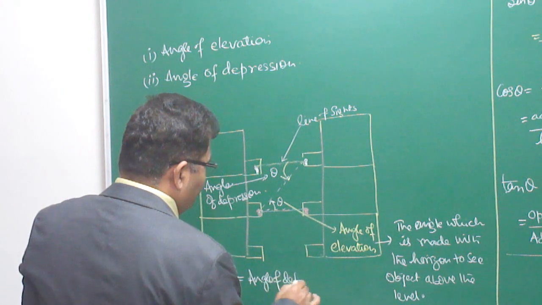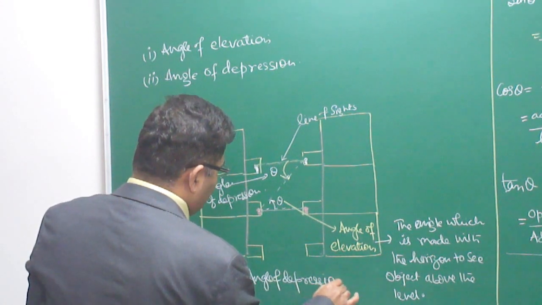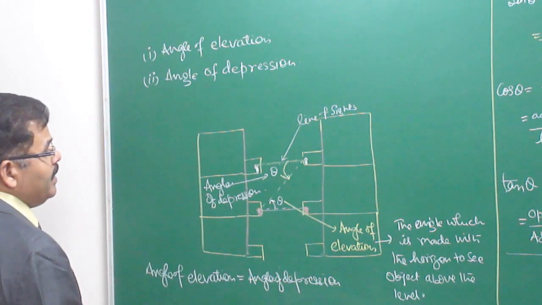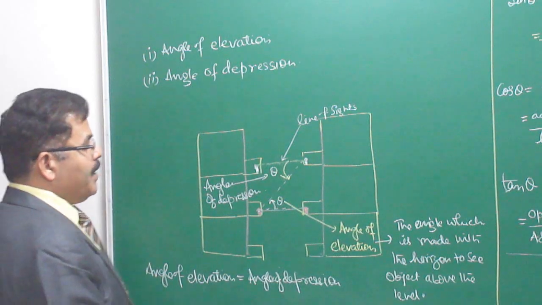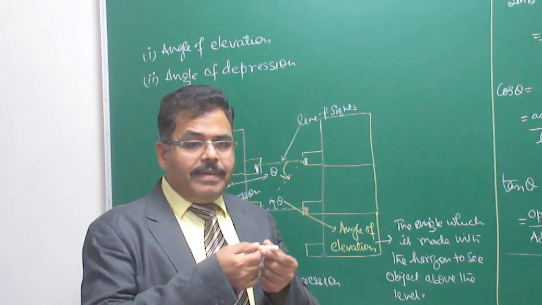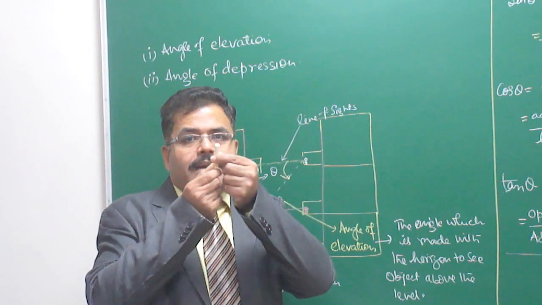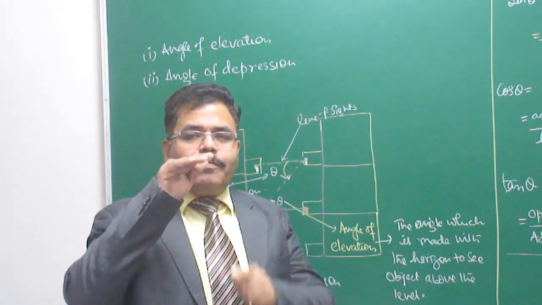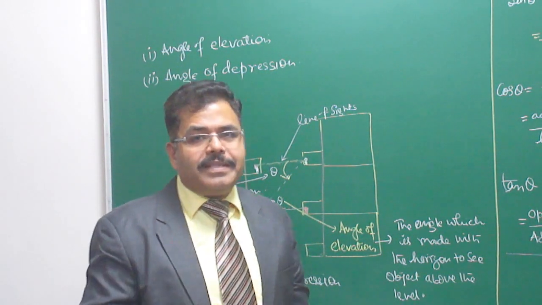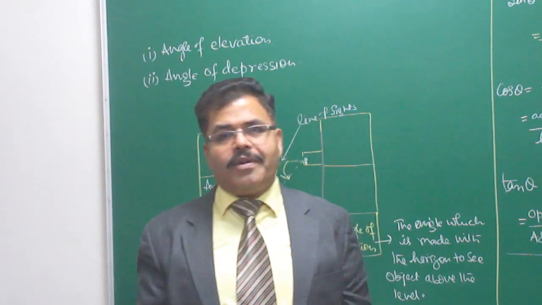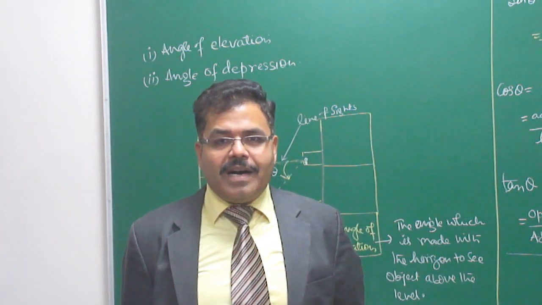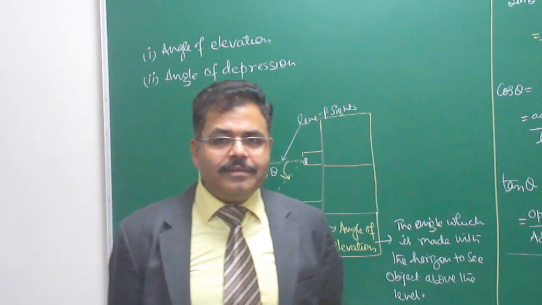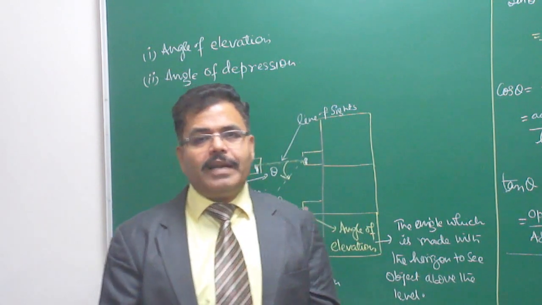So whenever a question is there, you will do that, right? Angle of elevation is equal to angle of depression. Angle of elevation is made when we have to see something upward, and angle of depression is made when we have to see something downward. So if you are on the third floor of your house and you are watching a car, what will happen? Angle of elevation or angle of depression?